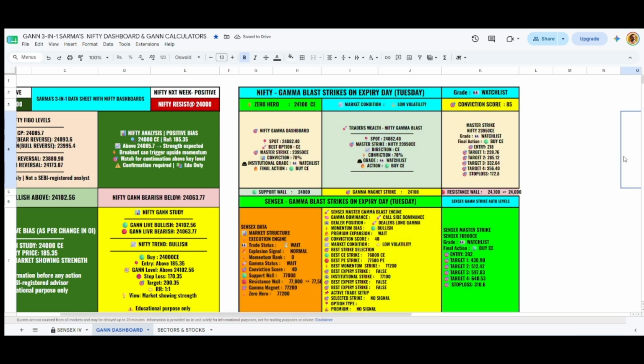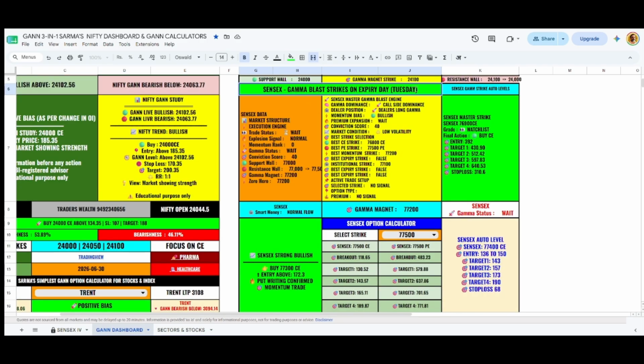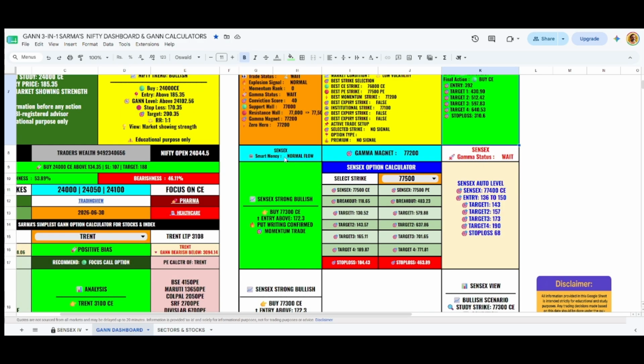And I also updated this sheet with a new thing, that is Gamma Blast. People are asking for a Gamma sheet. Instead of charging them separately, I have included the Gamma Blast strike price expiry details here. What is happening in Gamma, whether zero hero strike price, and this works every Tuesday for Nifty and every Thursday for SENSEX. So here also I have automatically given the master strike price of the gamma, and I have also given all the details of SENSEX.